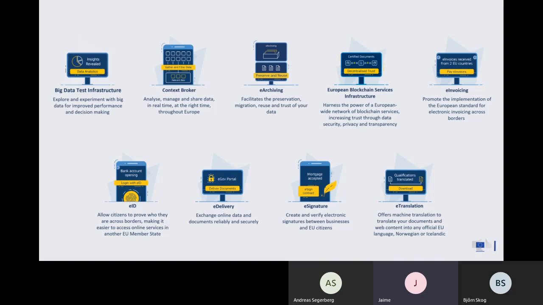E-invoicing supports the implementation of the European standard on e-invoicing, which was mandated in the directive on e-invoicing and public procurement. Context broker, the big data test infrastructure, and eArchiving are components of the data value chain. So how do you use and deploy data sets and services, smart services, and long-term accessibility? And finally, we have eTranslation, which supports multilingual cross-border public services through the use, in this case, of an API.